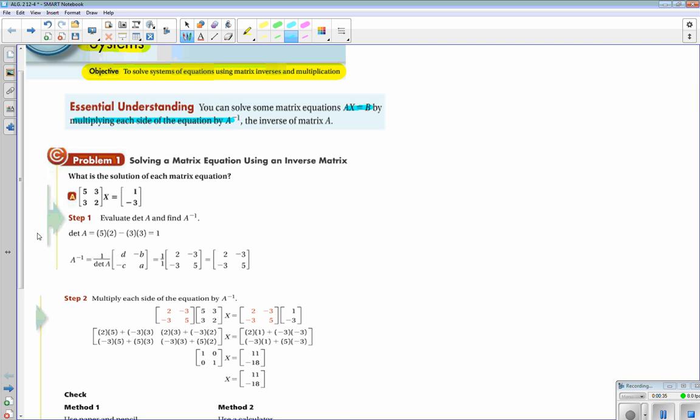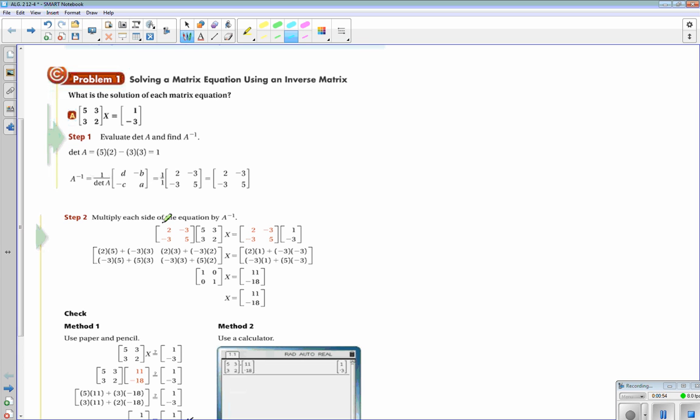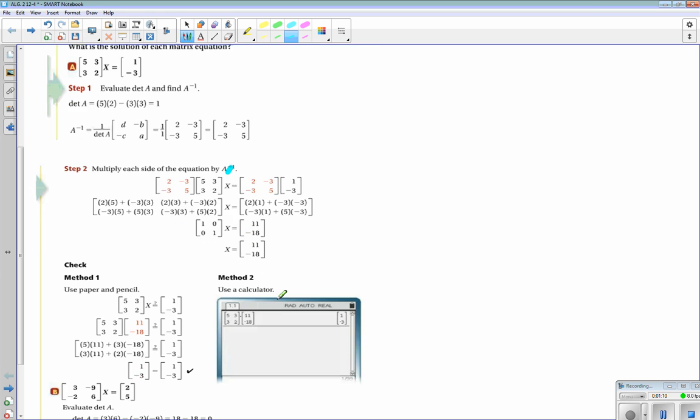So the way that looks is, if you look at this scenario, I'm going to multiply both sides of [5, 3; 3, 2] times x equals [1, negative 3]. The first thing you do is find the determinant and find the inverse of A. Once you find the inverse, you multiply it by both sides of the equation. When you do, you get the identity matrix, which is the matrix equivalent to 1, and you get that the matrix is 11 over negative 18.